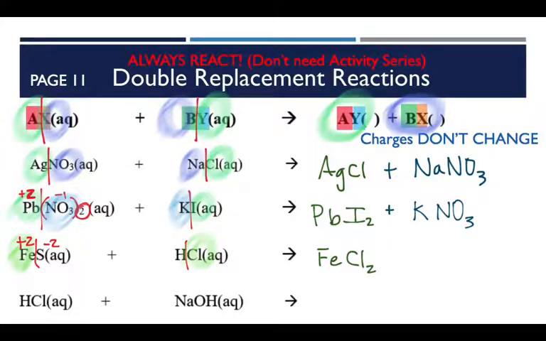And then our leftover H is going to be getting with our S. And since H is a +1 charge, when H and S get together with that -2 charge, this is going to become H2S.